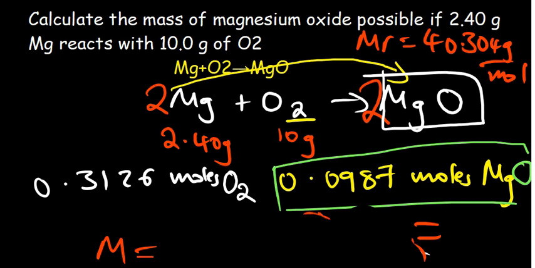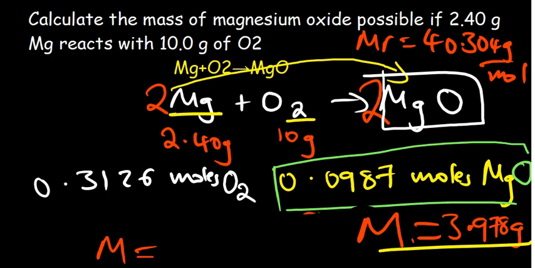So our mass, which is the product of the number of moles and molar mass, will give us 0.0987 multiplied by our molar mass. The mass is 3.978 grams. Okay, so that's the mass if we are to use magnesium.